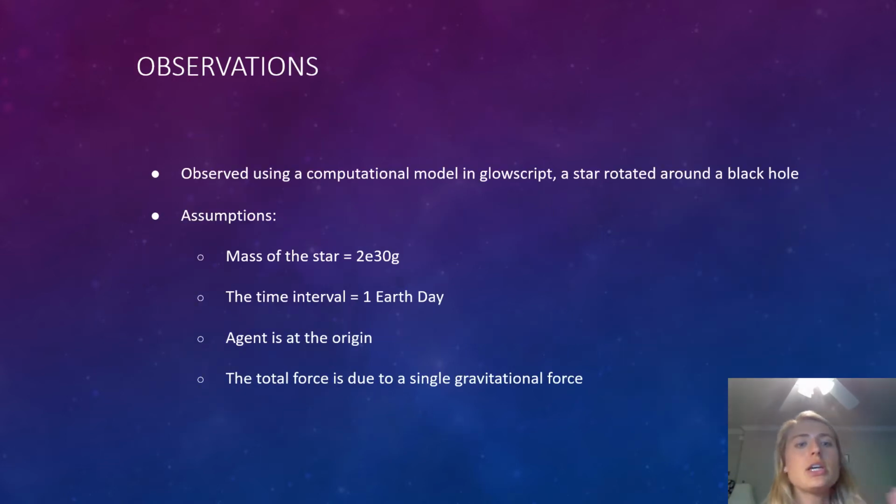Here are some assumptions that we are making: the mass of the star is equal to 2 e to the 30 grams, we're looking at a time interval of 1 Earth day, the object we are orbiting around is at the origin, and the total force is due to a single gravitational force. So we're assuming that there are no other forces acting upon the object, which we need to assume in order to actually find this mass.